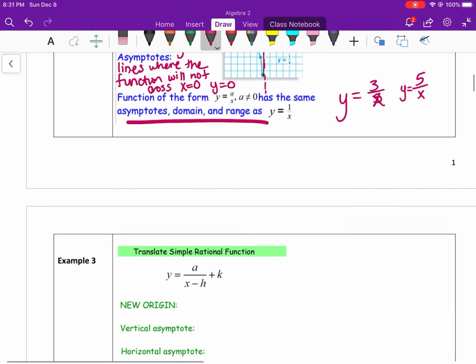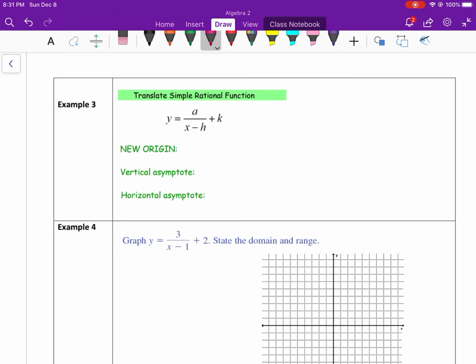Then we're going to take it one step further, and you can translate simple rational functions. If they are shifted, we think of this shift as our h, k. We kind of say it shifts the entire graph, so we call it our new origin. The vertical asymptote x equals h shifts the hyperbola left and right. The horizontal asymptote is y equals k. That shifts the hyperbola up and down. So we're shifting horizontally and vertically.